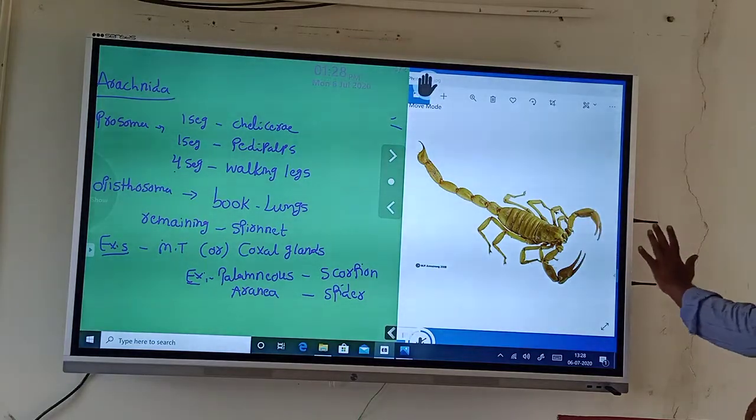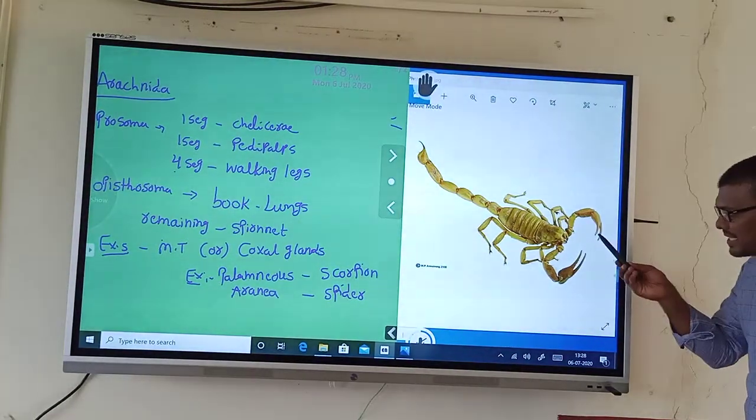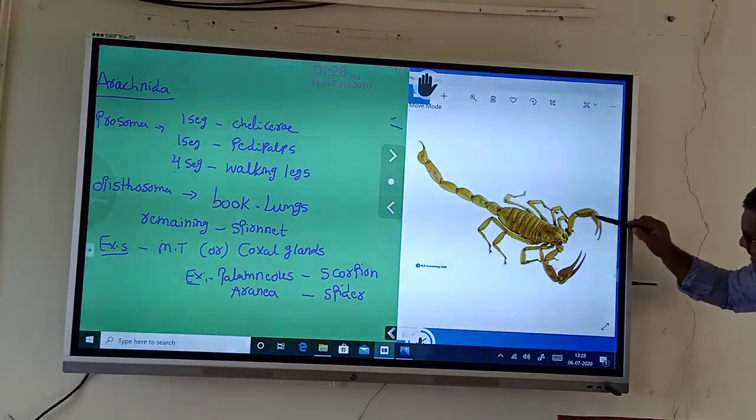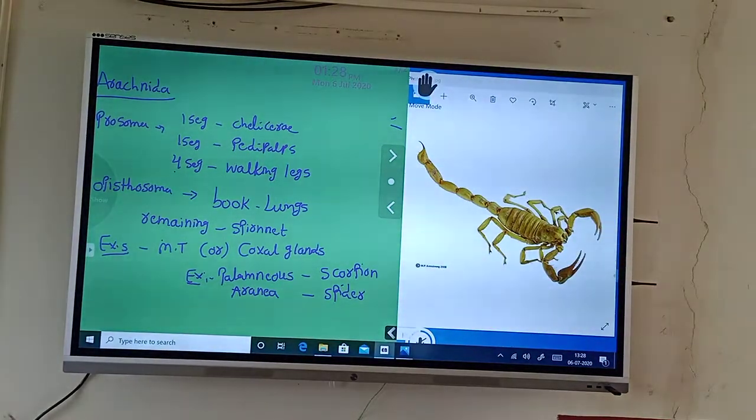That's why, in the prosoma, you have to observe this. This is the modified chelicerae, the modified mouth, that is called chelicerae. This one is the pedipalps, and this is where the four pairs of walking legs are present.